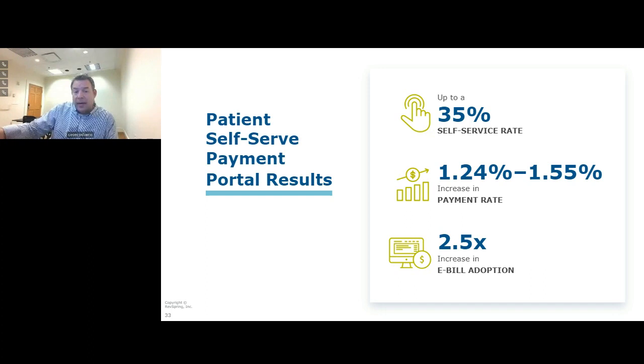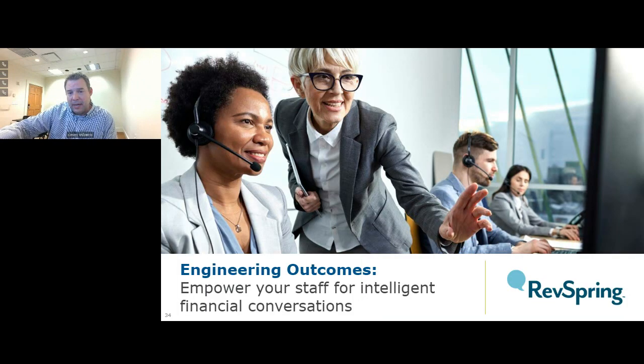It also has the ability to increase your patient payment rate, somewhere between 1.24 and 1.55. Another math exercise for you from a finance standpoint: know what your total billings are by a year, and then take 1.5% of that and see if that's a number that drives urgency within your revenue cycle. My guess is that there's not too many decisions out there that you can make that has that type of financial impact today. E-bill adoption, 2.5% increase if we're providing that environment.